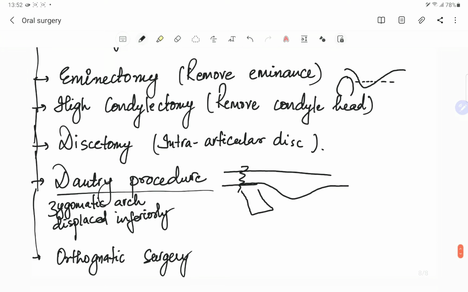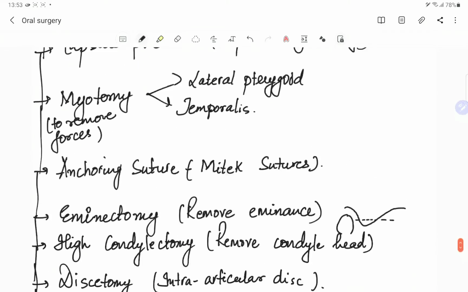Also guys, we can create a mechanical obstacle at the region of the articular eminence. So we can either put some bone graft at the articular eminence, increasing the width of the articular eminence, or we can do the Dautrey procedure, wherein we use the zygomatic arch, we fracture it and displace it inferiorly so that the condyle doesn't pass the articular eminence. And in case of a long standing dislocation, we can also go for orthognathic surgery.